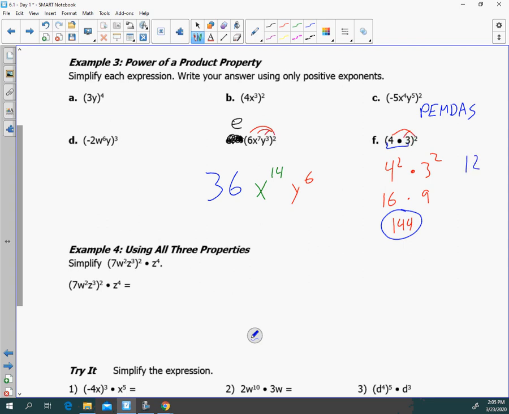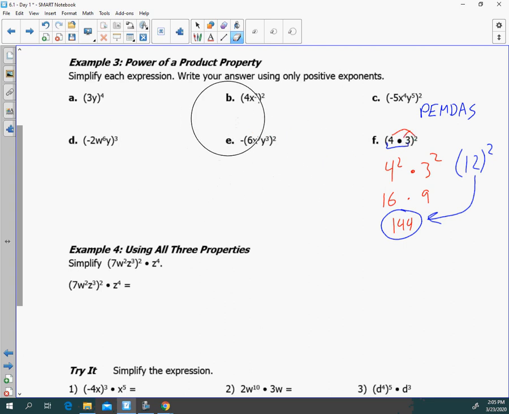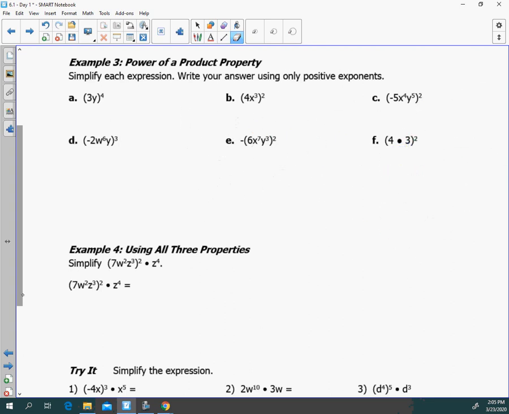That's just 12, right? And so you have 12 squared. Guess what that is? It's 144. So as long as you're doing correct mathematical steps, there's a lot of different ways that you can arrive at that right answer. Okay? All right, we're in the final stretch.